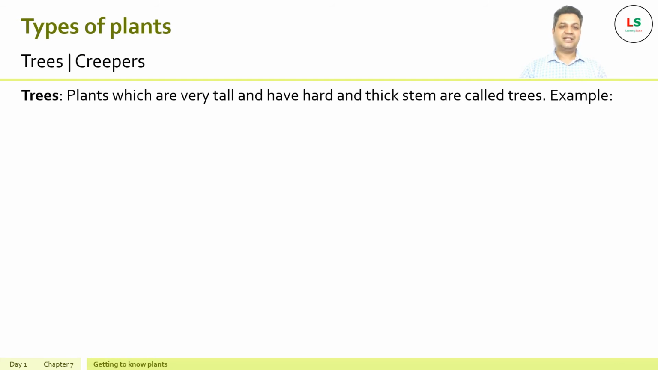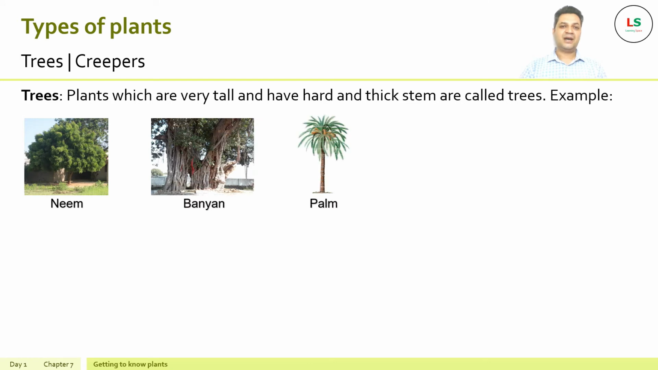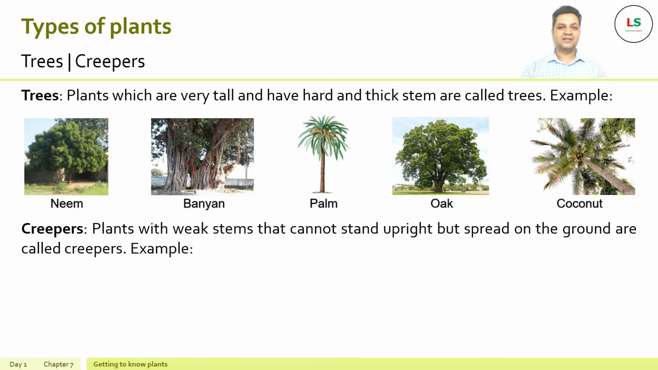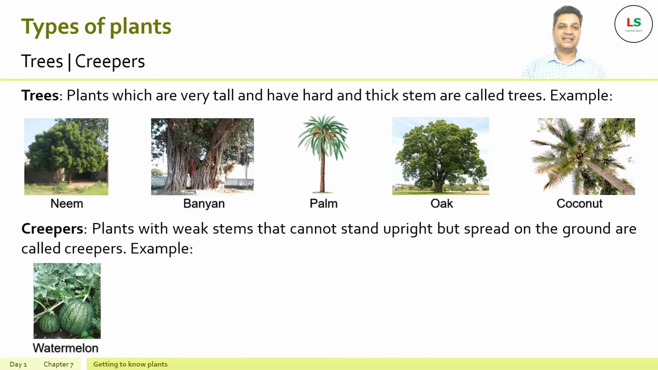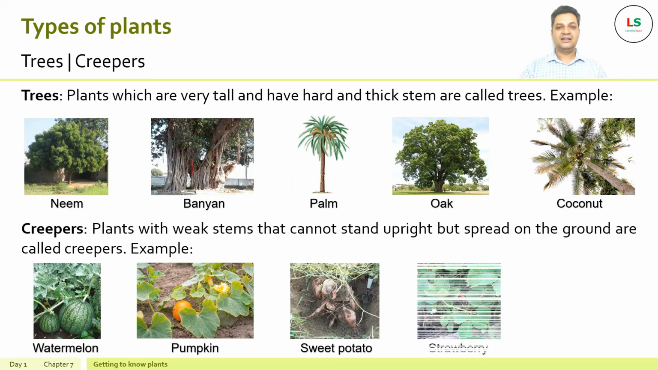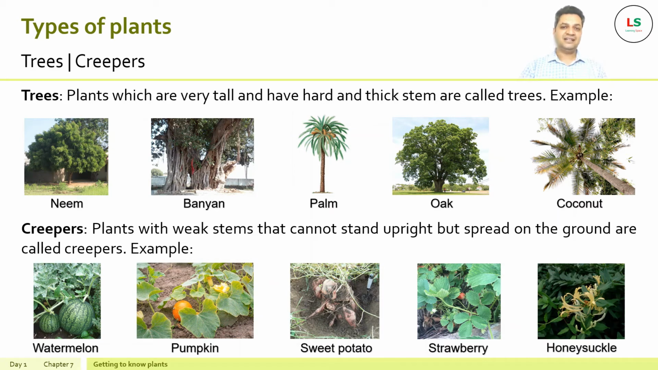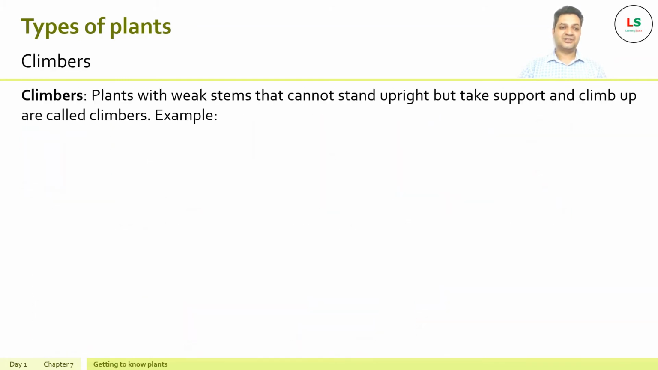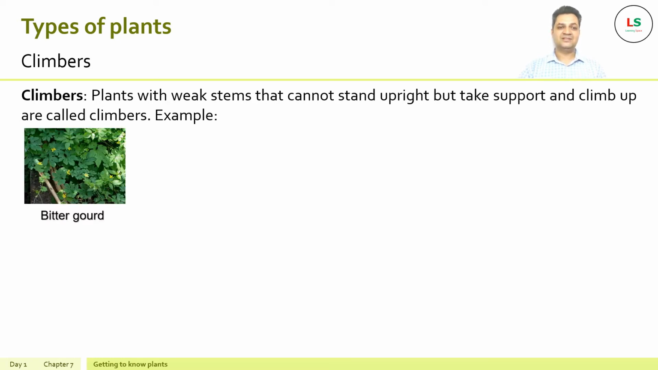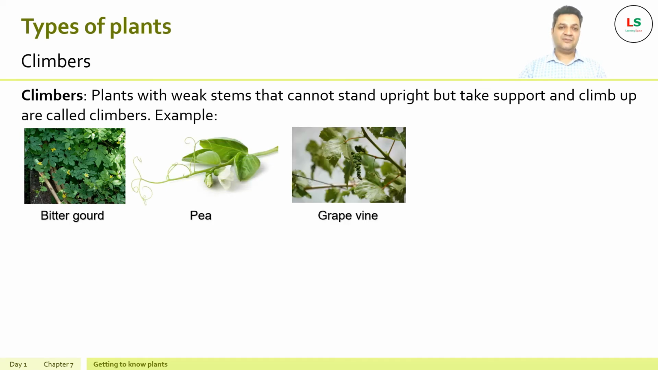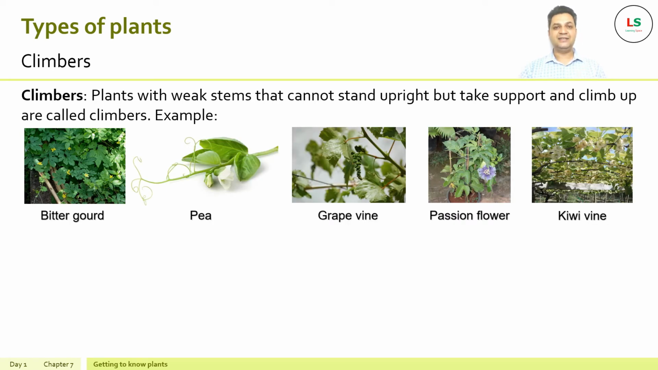Trees. Plants which are very tall and have hard and thick stem are called trees. Example: neem, banyan, palm, oak and coconut. Creepers. Plants with weak stem that cannot stand upright but spread on the ground are called creepers. Example: watermelon, pumpkin, sweet potato, strawberry and honeysuckle. Climbers. Plants with weak stem that cannot stand upright but take support and climb up are called climbers. Examples: bitter gourd, pea, grapevine, passion flower and kiwi vine.